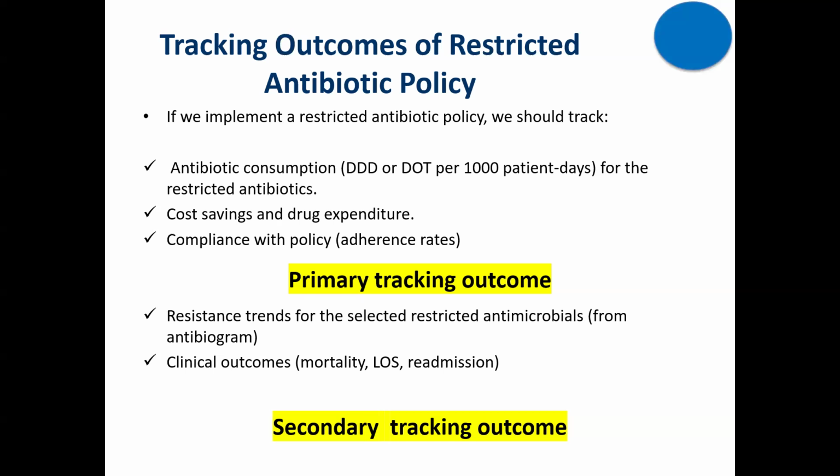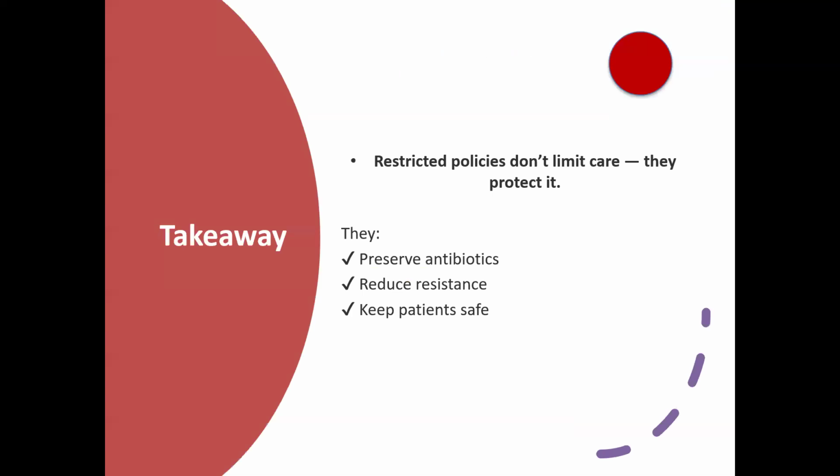The secondary outcomes are important to measure, but they are usually secondary. They come in the next step after you track the primary outcomes. The secondary outcomes include the resistance trends for the selected restricted antimicrobials based on the antibiogram, and even tracking the clinical outcomes like mortality, length of stay, or readmission. Finally, the takeaway message in our conclusion is that restricted antimicrobial policies do not limit care. They protect the patients, they preserve the antibiotics, they reduce the resistance and keep the patient safe.